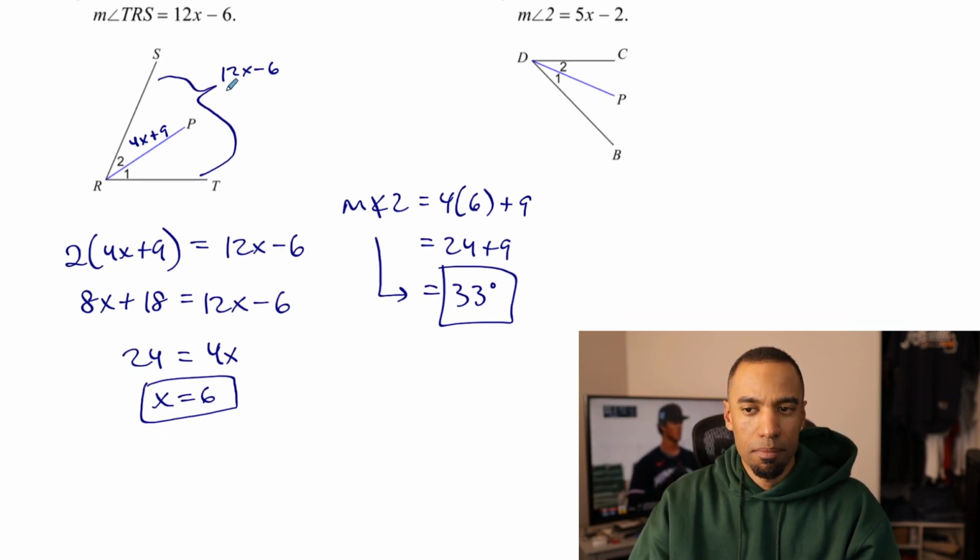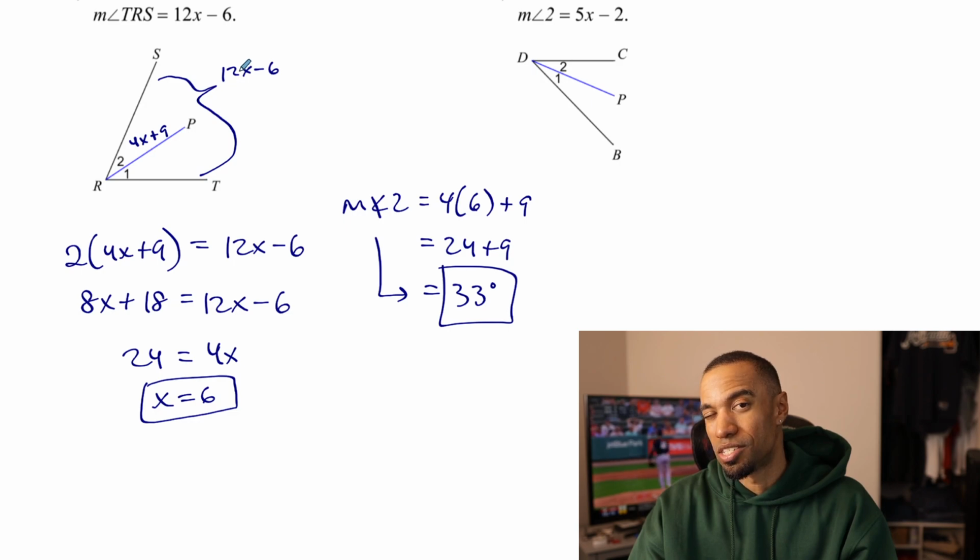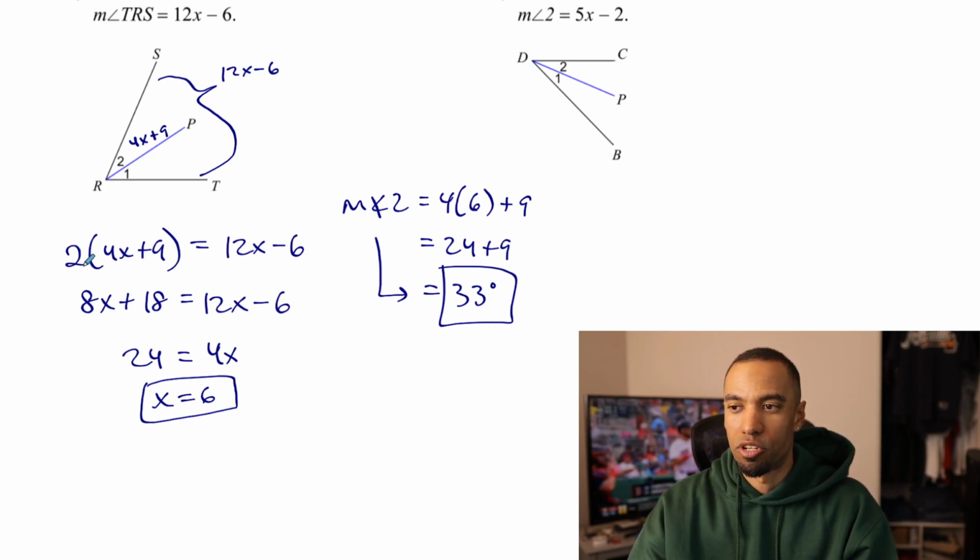Measure of angle 1 should be the same, clearly, and this should be double that. It's 12 times 6 is 72, minus 6 is 66. But I just want the measure of angle 2.